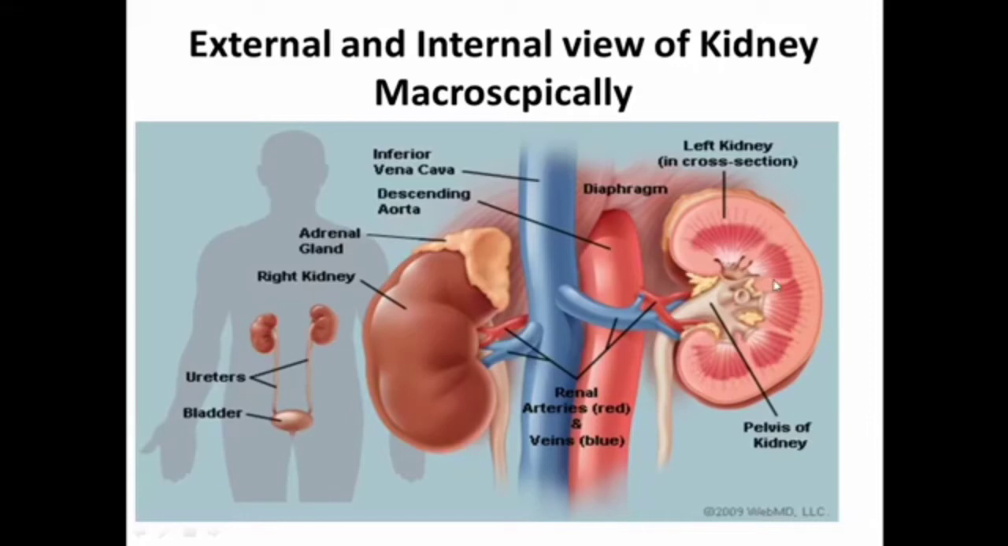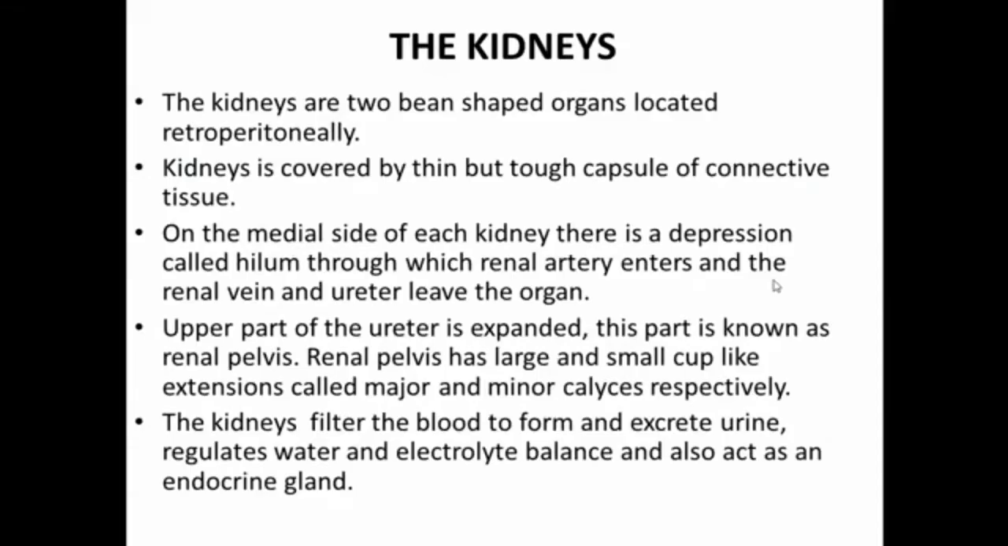Okay, now we will move on to the other slide. This is just the repetition of what I have already told you. We can revise it now. The kidneys are two bean-shaped organs located retroperitoneally. Kidney is covered by a thin but tough capsule of connective tissue. On the medial side of each kidney, there is a depression called the hilum through which the renal artery enters and the renal vein and ureter leave the organ.